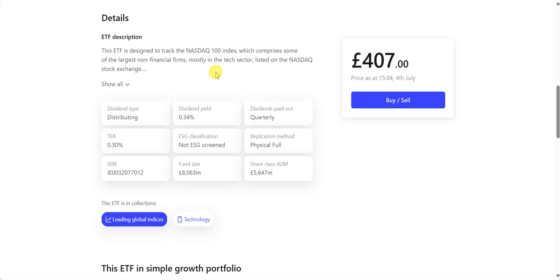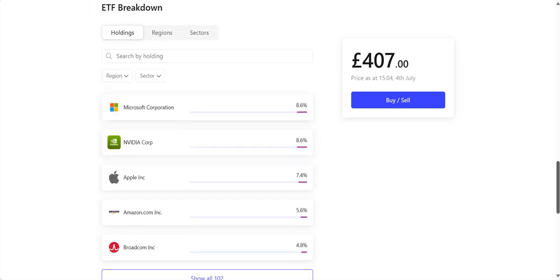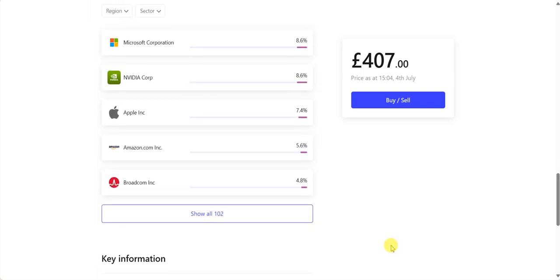Yeah, so it's based on the 100 tech stocks. Dividend yield of 0.34. Like I mentioned before, tech stocks don't really pay high dividends because they're tech and they're growing. So it's paid quarterly, and the cost is 0.3. Yeah, and so it's got 102 stocks, so it's more concentrated, even though it's called the Nasdaq 100.